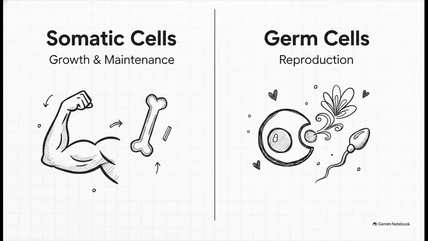So cell division actually splits into two entirely different operational paths. Think of them as the clone path and the unique path. And this fundamental divide really comes down to somatic cells versus germ cells. Somatic cells, your skin, your organs, your bones, are built entirely for growth and maintenance. Germ cells, on the other hand, are strictly for reproduction. And the actual biological machinery used to divide each one is completely different. Let's actually look at the somatic side first.